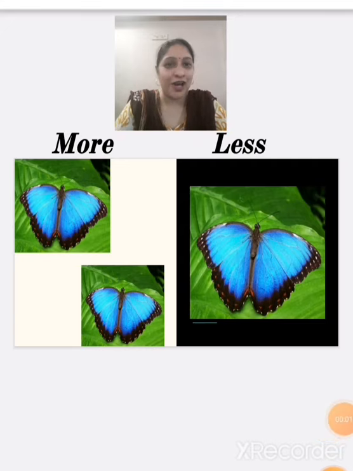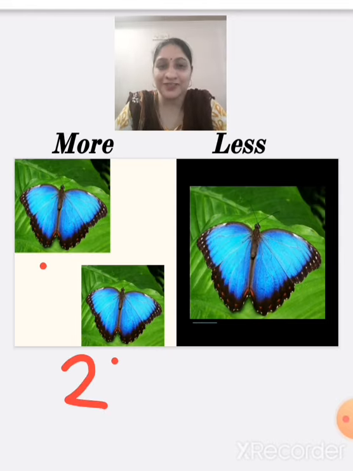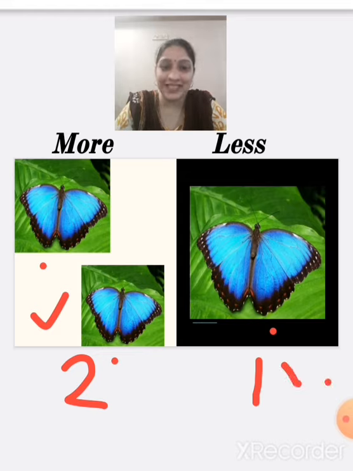Okay children, now we are going to see some more example. See, here are two sets of butterfly. See, let us count them. 1, 2 butterflies. And here we have only one butterfly, that is one. So this set is more and this set is less.